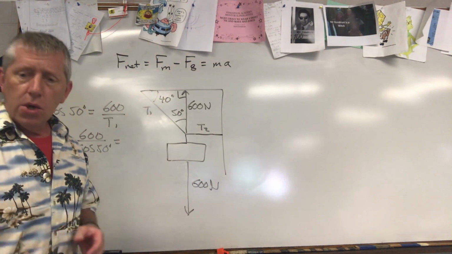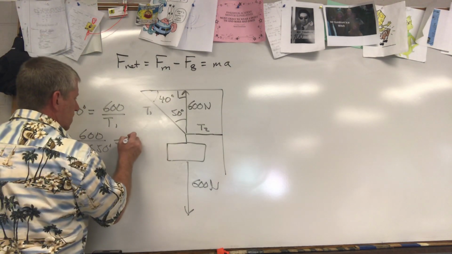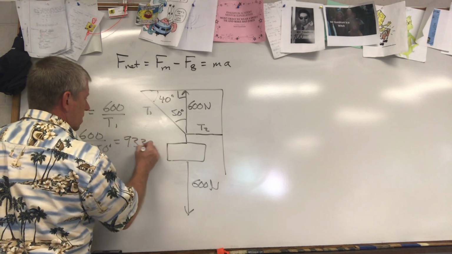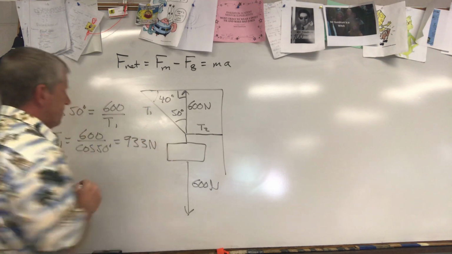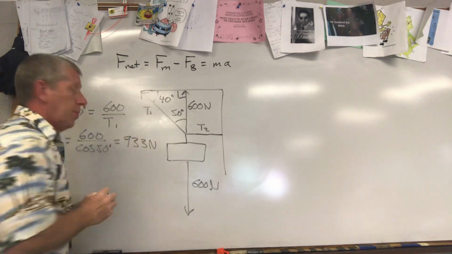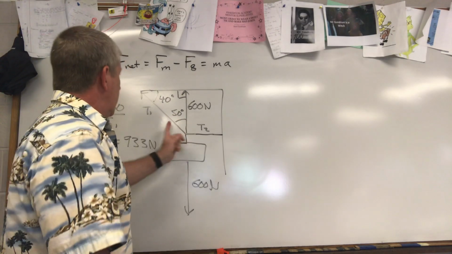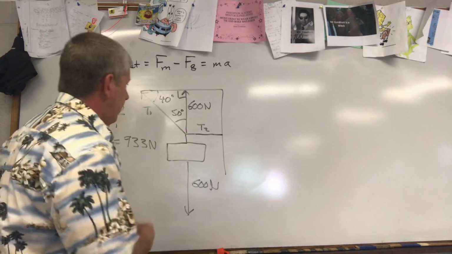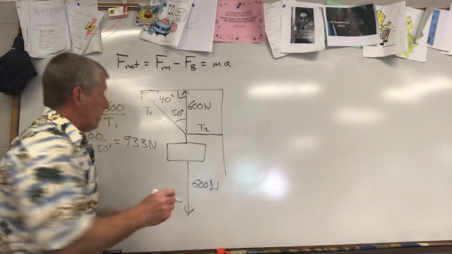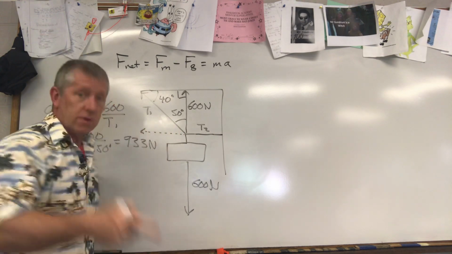933 newtons of tension pulling in this direction. It's pulling up. Now look at this cable. It's pulling the street sign not only up, but it's also pulling it over. It's pulling it to the left.